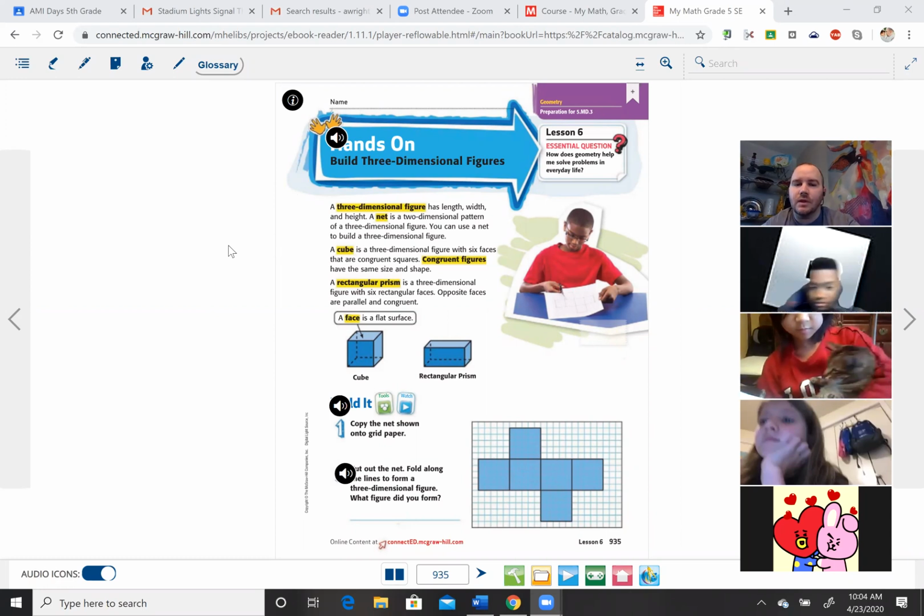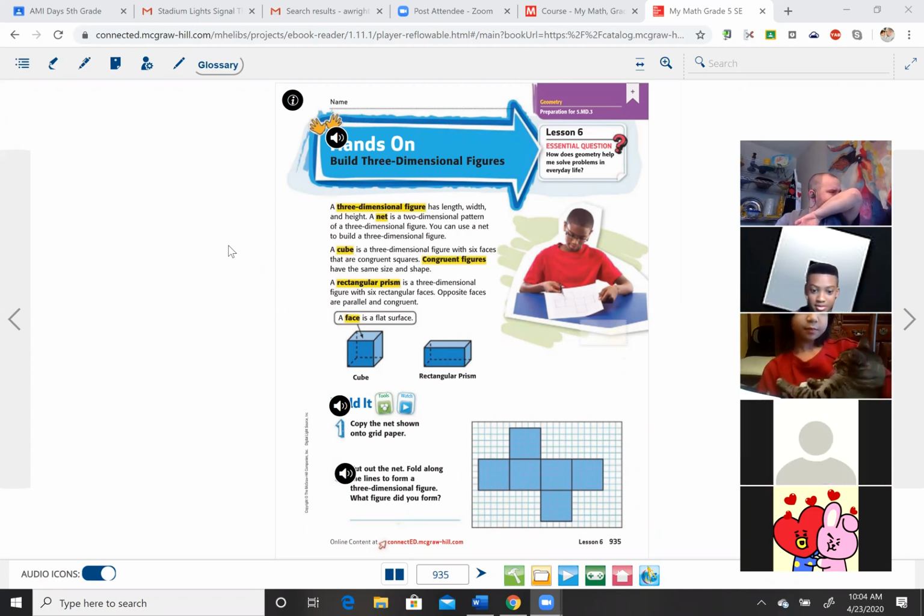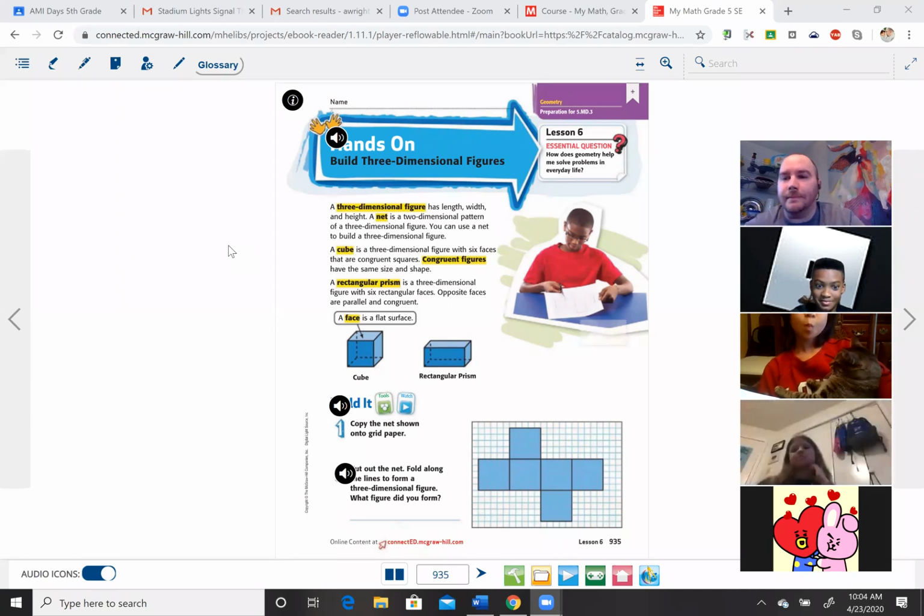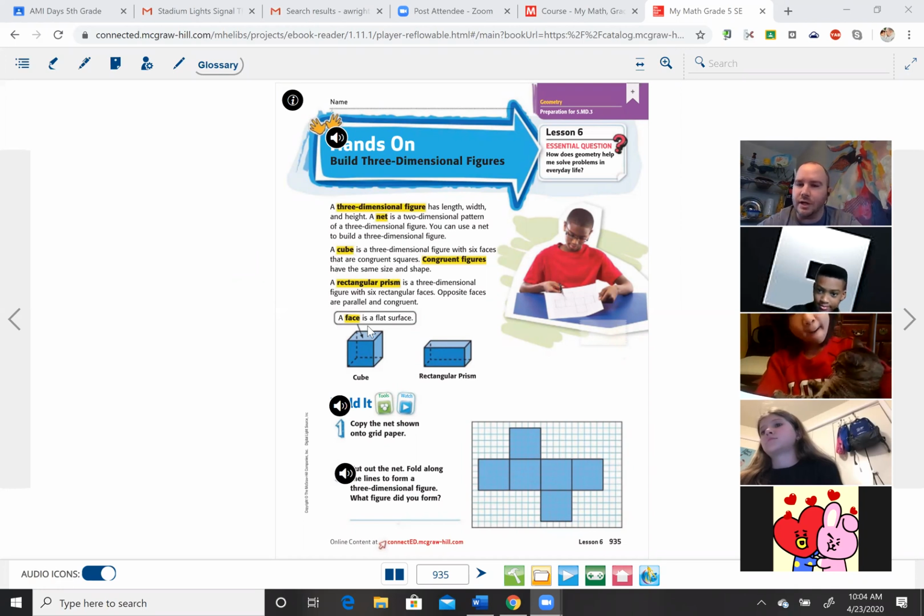So congruent means same. That's all it is. So a rectangular prism. A prism means it's a three-dimensional shape. In this case, it's a rectangular prism. All of you know what a rectangle is. So look at these two shapes. This is a cube because it's composed of all squares. This is a rectangular prism because it's a three-dimensional shape, but it has rectangles for the sides.